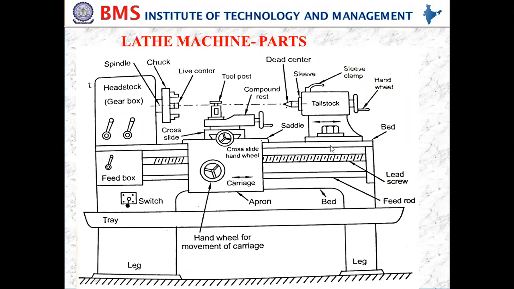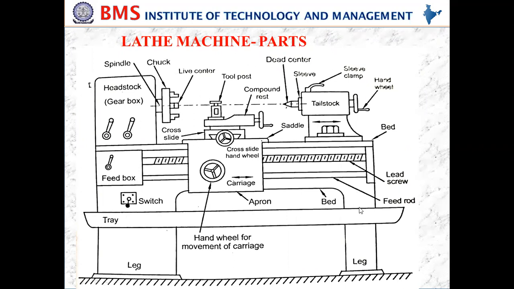Without this bed, the lathe machine cannot exist, because on this lathe bed we have mounted the headstock, tailstock and carriage. The headstock is mounted at the left end of this bed. It is a rigid structure. You see here, these are columns or legs. It is completely an inverted U-shape. The lathe bed is nothing but an inverted U-shape.